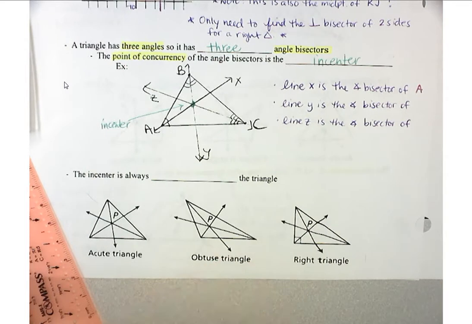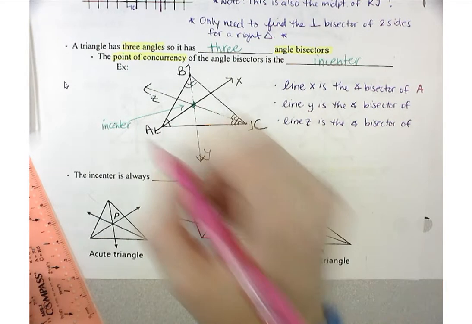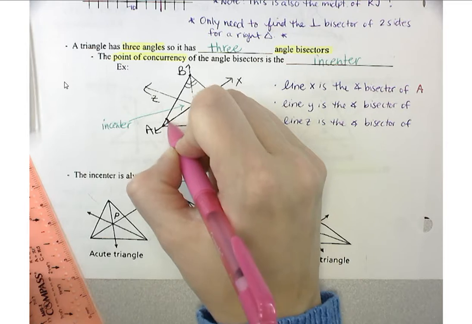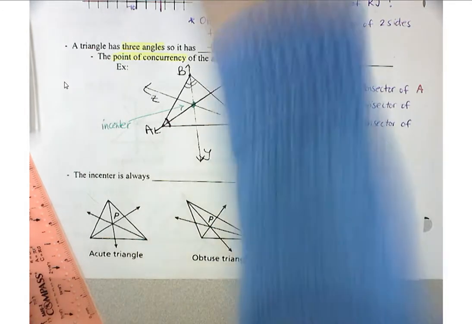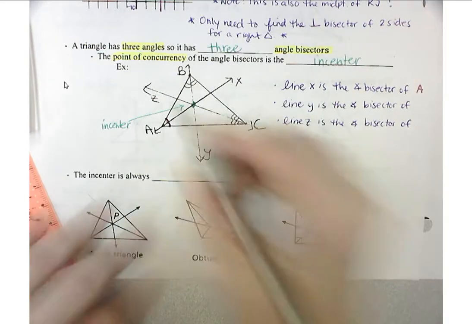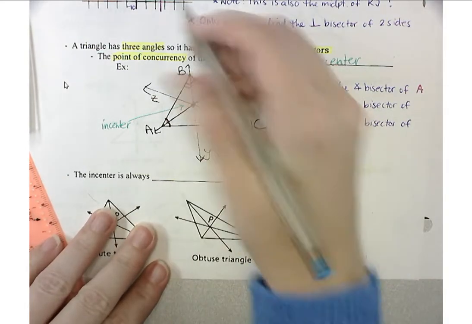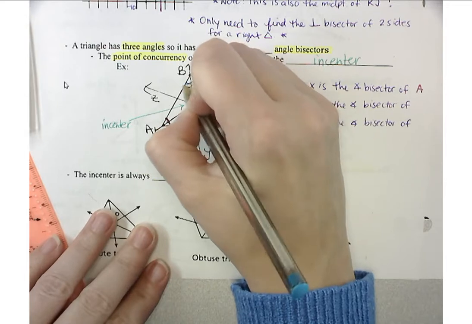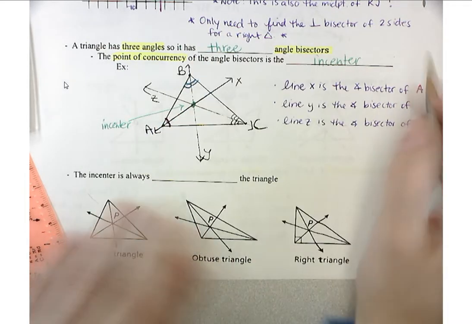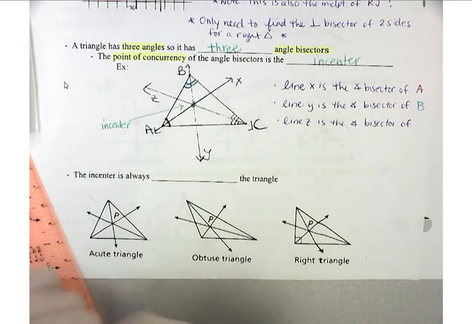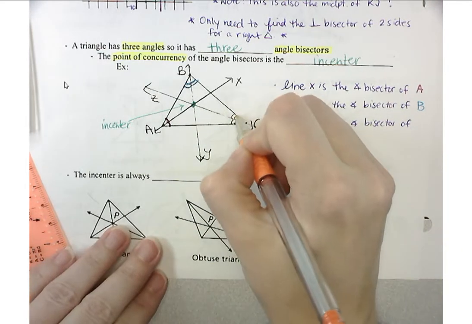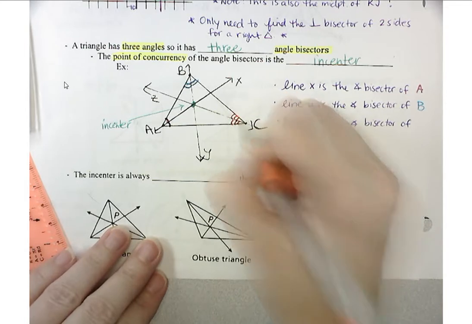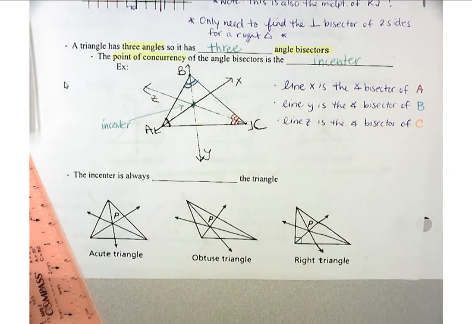Okay, now when you're looking at the drawing, you can tell that this is going to be a bisector because both of those angles are marked the same. If you look at Y, line Y is cutting angle B in half. And I can tell these are the same because they have those 2 marks. And then the last one has my 3 marks, and Z is the bisector of angle C.